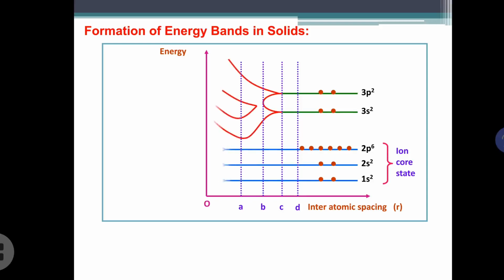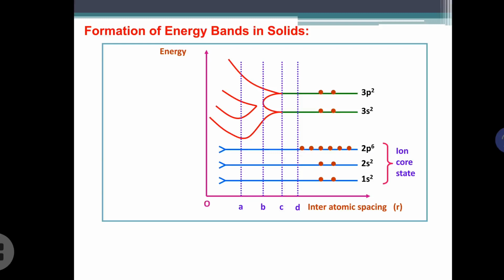At the point D, that means when R is equal to D, there is no particular change in the energy levels of the outermost shells. As the distance is reduced, and R approaches C, you can see that the energy levels of the 3s2 and 3p2 electrons are trying to get mixed up. That separation is getting reduced. You can see the gap is getting reduced.